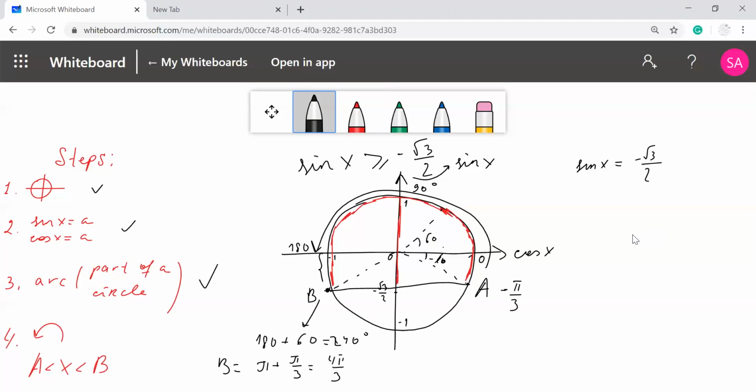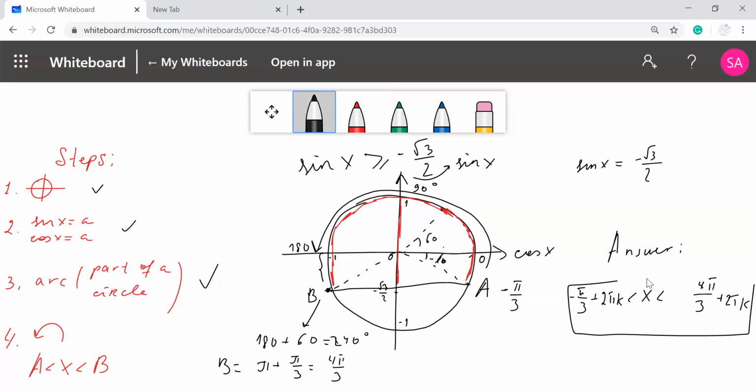So we're almost done with our inequality. The answer should be written in the form as we can see it here, A less than x less than B. Instead of A, we have negative pi over 3. Instead of B, we have 4 pi over 3. And the only thing that we have to remember is to add those periods, 2 pi k. So this is the final answer for our inequality.